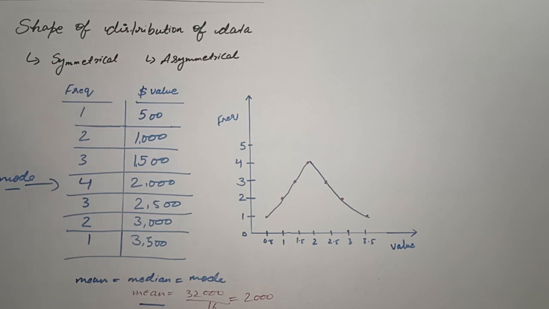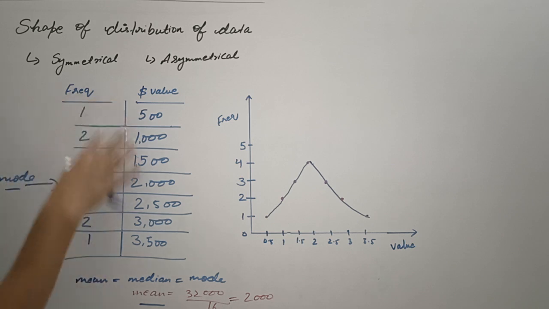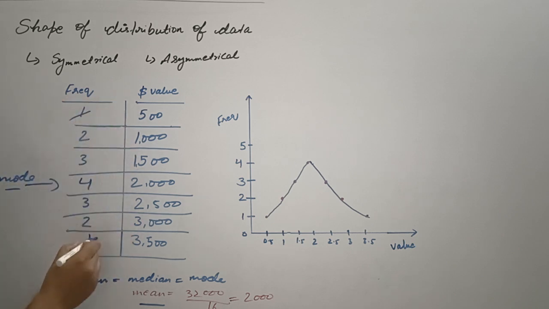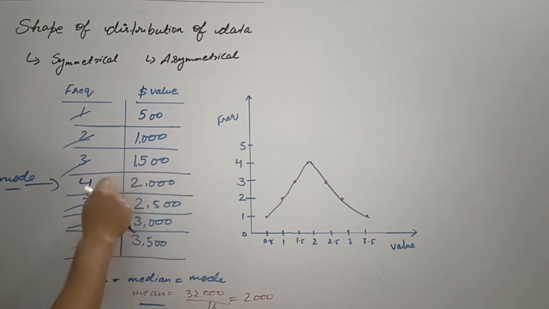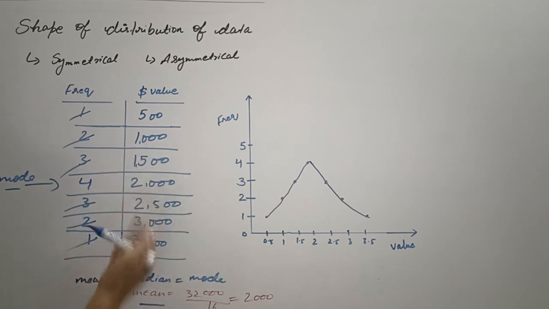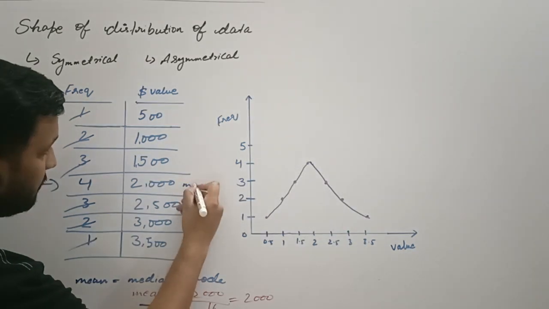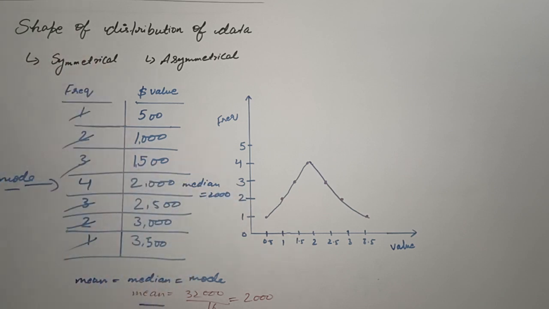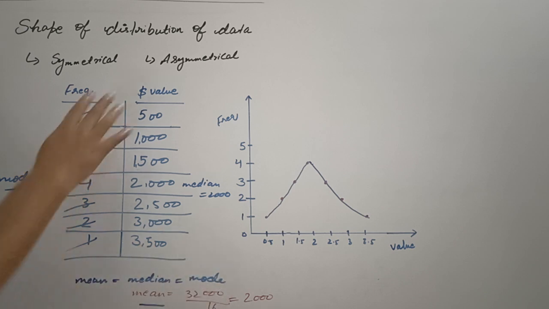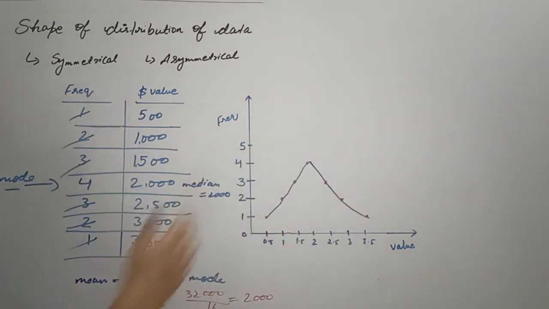I can tell you other ways of calculating the median, but here the simplest way would be to start neutralizing the frequencies. So 1 and 1 can go, 2 and 2 can go, 3 and 3 go. That means in the middle we are left with 4 values which are all 2000. So the central value would be 2000 plus 2000 divided by 2. So our median would also be 2000. As you can see, when the shape of the distribution of data is symmetrical, our mean is equal to median is equal to mode, and this is how the curve would look.